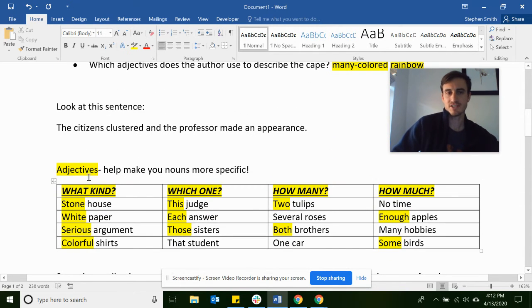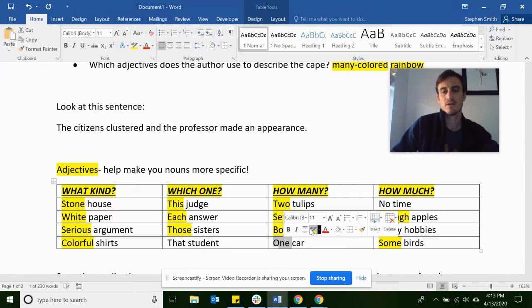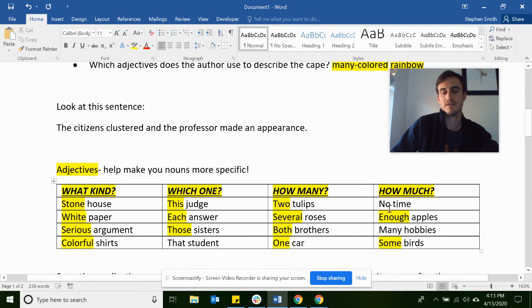So take a look. Adjectives kind of answer these questions. What kind? Which one? How many? How much? What kind? The stone house, the white paper, colorful shirts. Which one? This judge, each answer, those students. As you can see, the adjectives are in yellow. How many? Two tulips, both brothers, several roses, one car. Those are all adjectives in yellow.